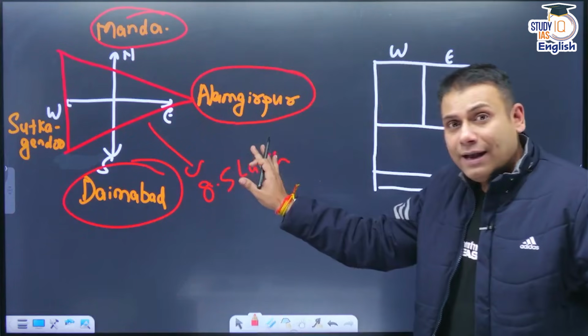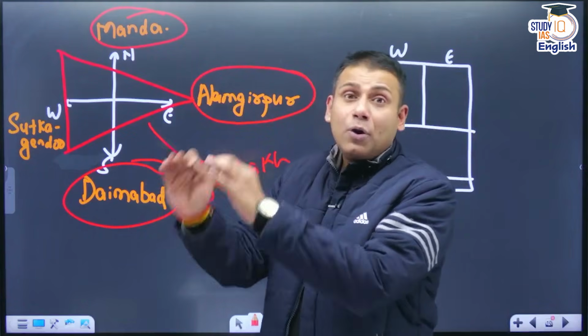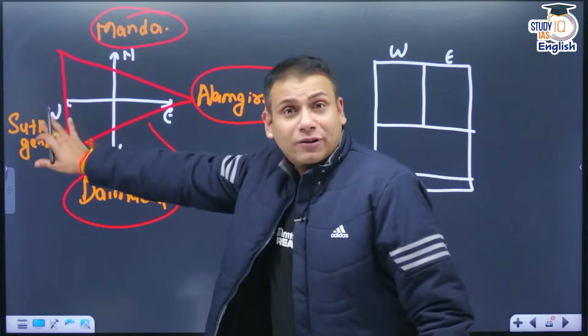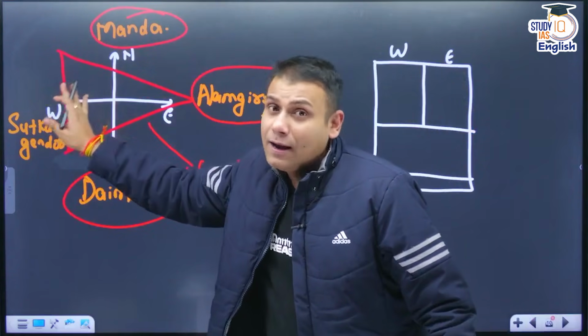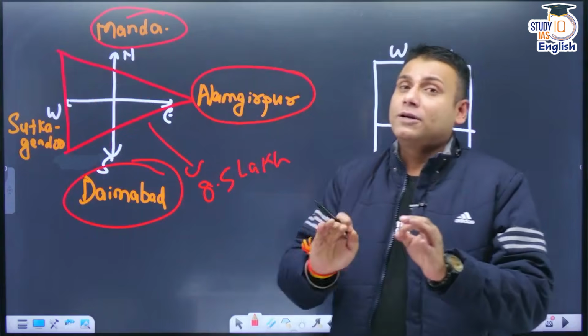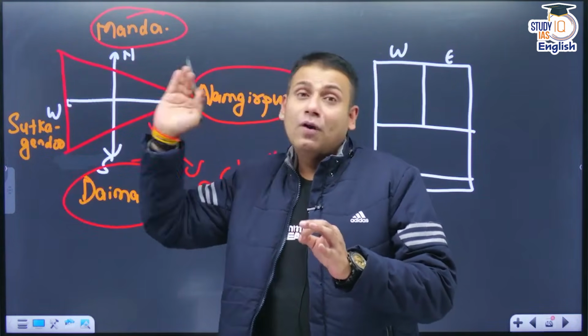The easternmost site is Alamgirpur, located on the banks of river Hindon, tributary of river Yamuna. And the westernmost site, Sutka Gendor, is located on the Pakistan-Iran border. Roughly, it covers 8.5 lakh square kilometers of the Indian subcontinent. Correct? Now, let's move ahead.